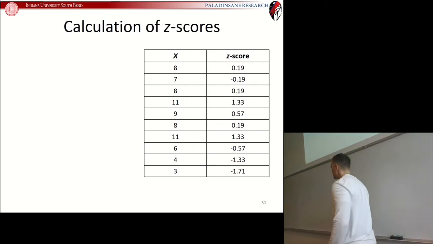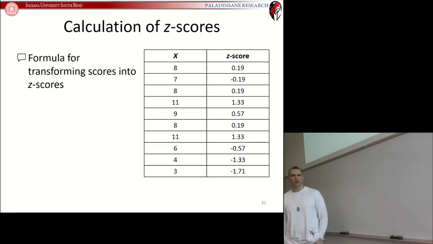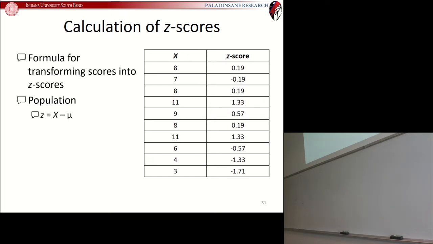For the calculation of z-scores, there's a formula. So for a population, the formula for a z-score starts off with the deviation. When you're transforming each score, you take the raw score and from it you subtract the mean. And then to scale it to standard deviation steps, you divide it by the standard deviation of your population. So this formula uses the mean, the idea of deviations, and the idea of standard deviations. It takes the deviation, the score minus the mean, and then divides it by the standard deviation. So that's for a population.